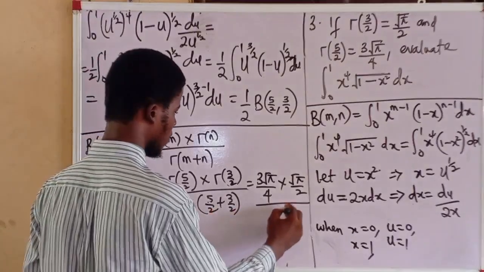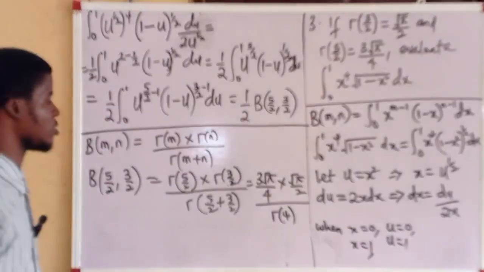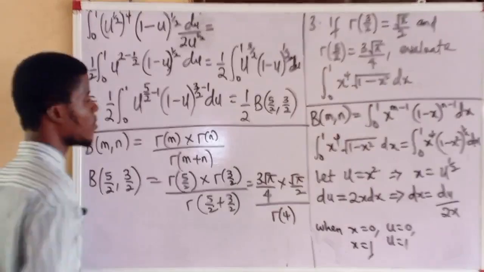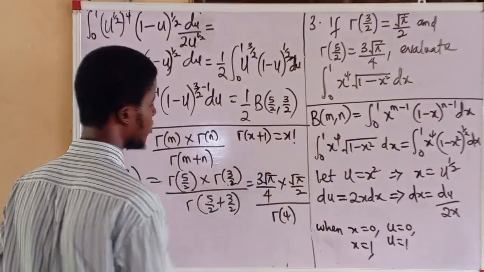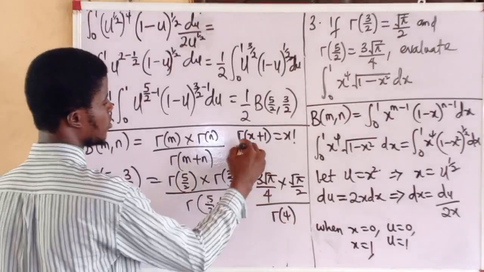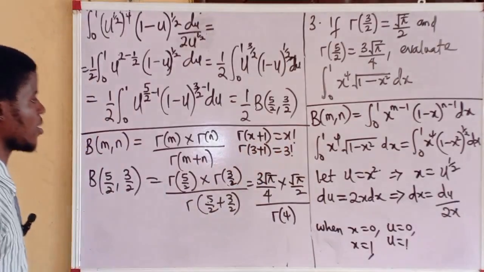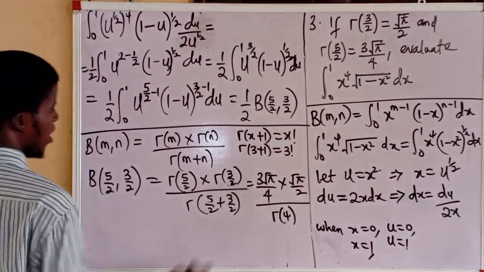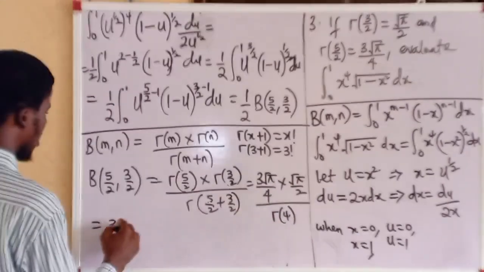So we have gamma of 4. And gamma of 4 is 3 factorial, which is 6. I said it earlier: gamma of x plus 1 is equal to x factorial. 4 is 3 plus 1. So we have what? 3 factorial. And that's 6. So what we have here is 3√π times √π is 3π.